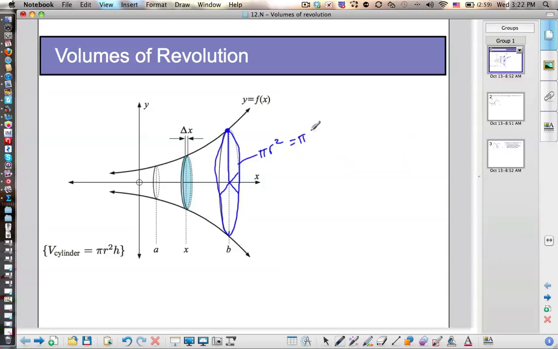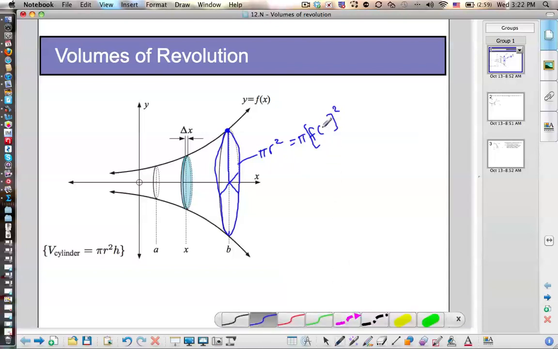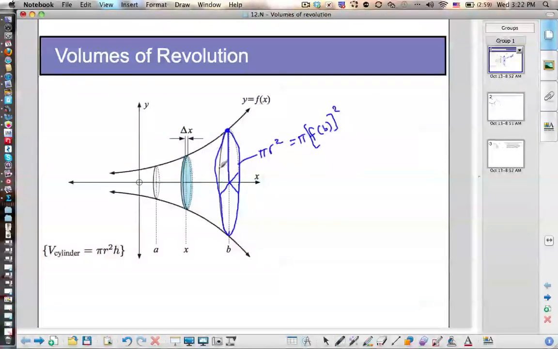Here r is just whatever that f of x value is, so it's pi f of x squared. So f of b, I guess, right? Because we know what that value actually is for that specific one right there. So basically, what is happening is we're taking a circle, in fact infinitely many of them, and we just multiply it by how long our interval is.